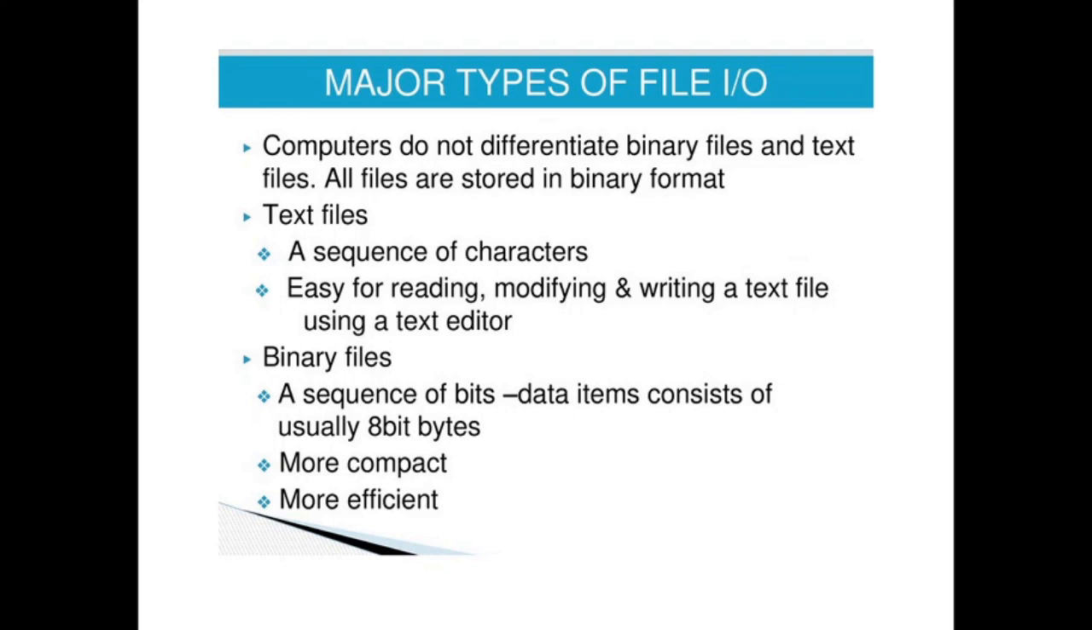Now, what are the major types of file input-output? Computers do not differentiate between binary files and text files. All files are stored in binary format. Actually, text files are also stored in the form of binary format. Why? As you can see on the slide that is open in front of us, suppose we want to store this data as a text file. We will store COMPUT character by character. The whole file is stored as a text file, but exactly it is stored in the form of its ASCII counterpart.